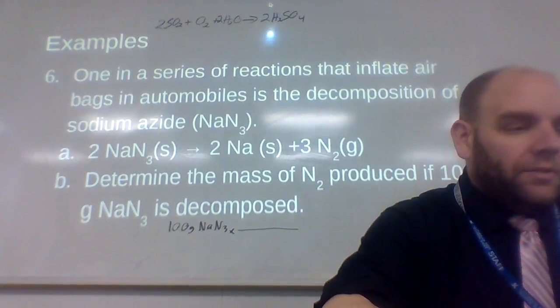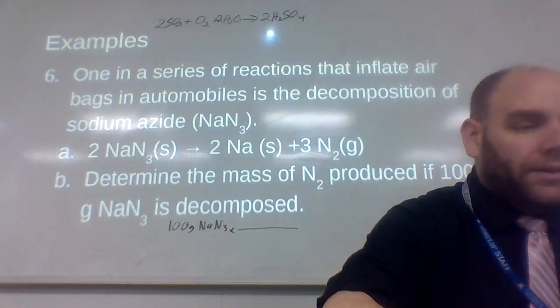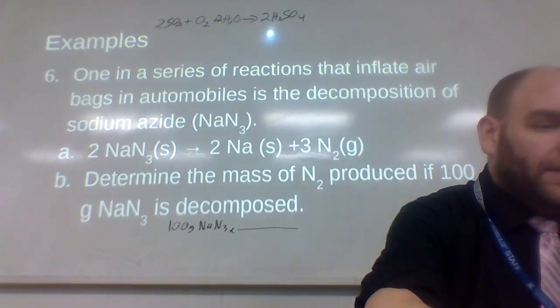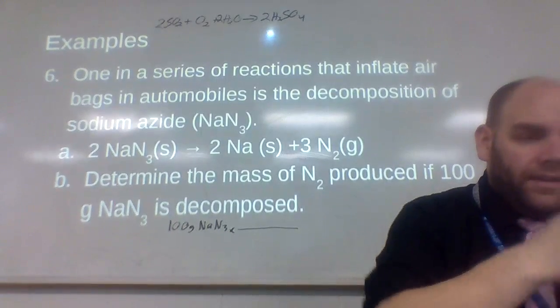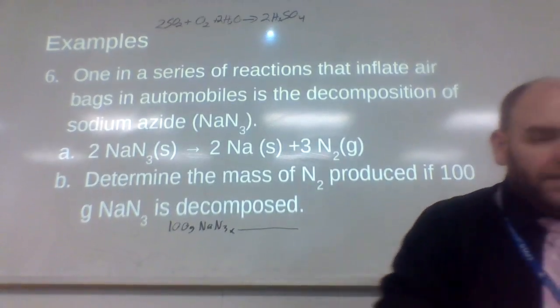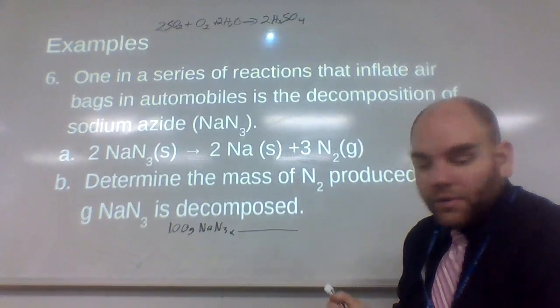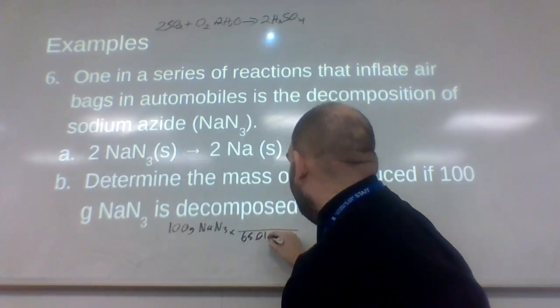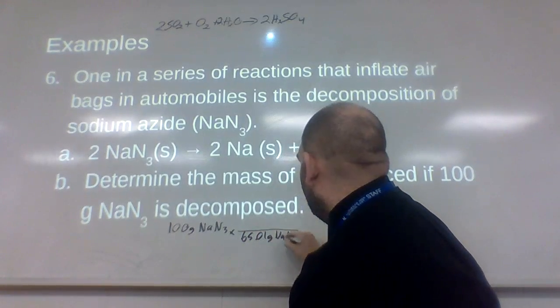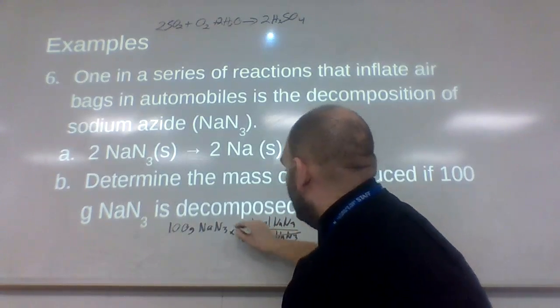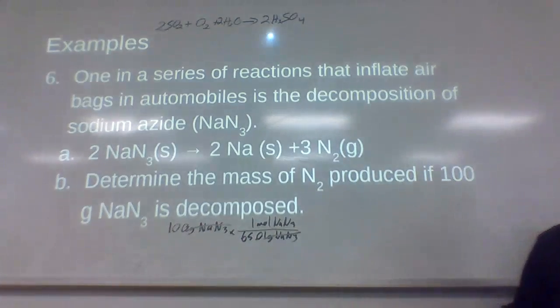So when I change that to moles, we need to look up the molar mass of NaN3. I get 65.0099, so 65.01. So the mass is going to go on the bottom there, 1 mole is going to go on top. Hopefully we're good so far. All right, everyone should be good with that.